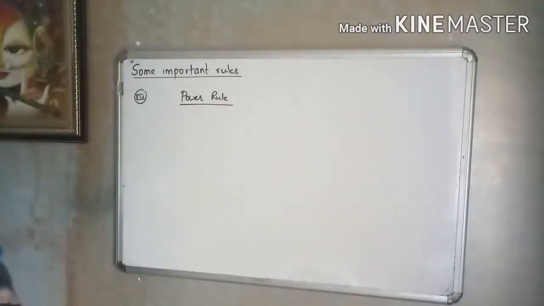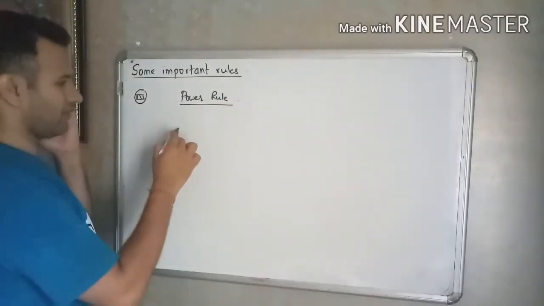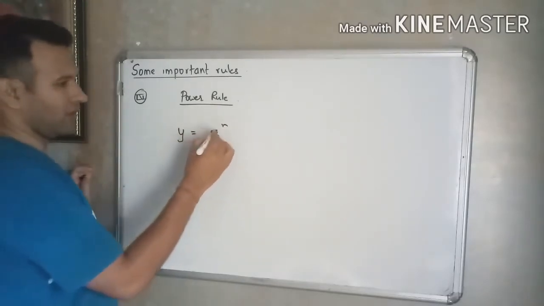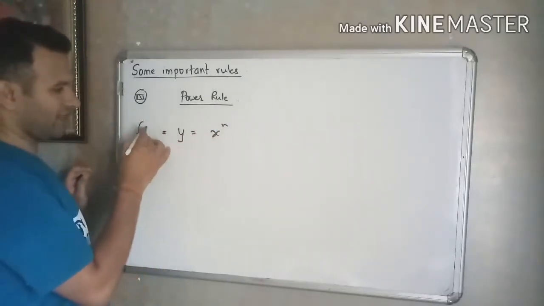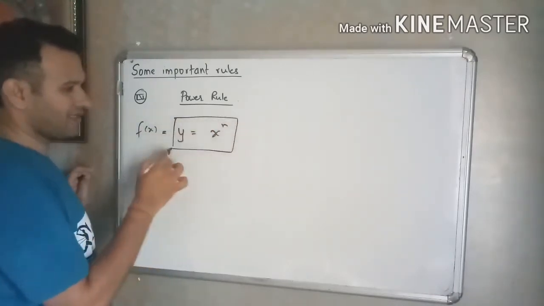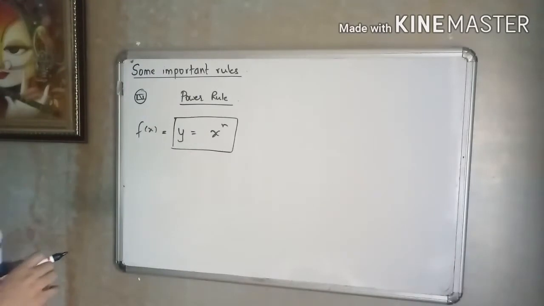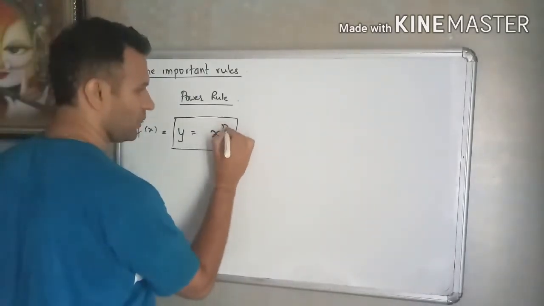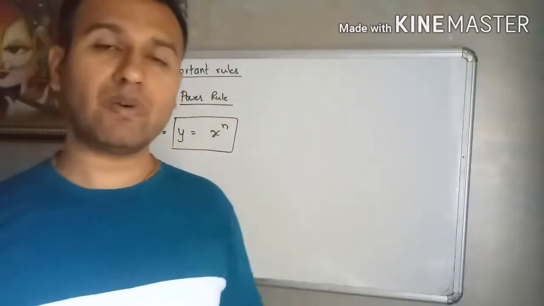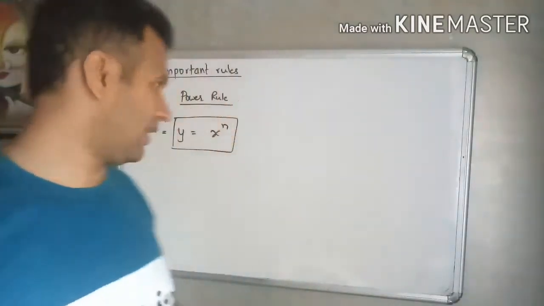So if the function is x raised to n, right? This is f of x. y is equal to f of x. So the function given is x raised to n. And if you want to find its derivative, then you have to remember one formula.